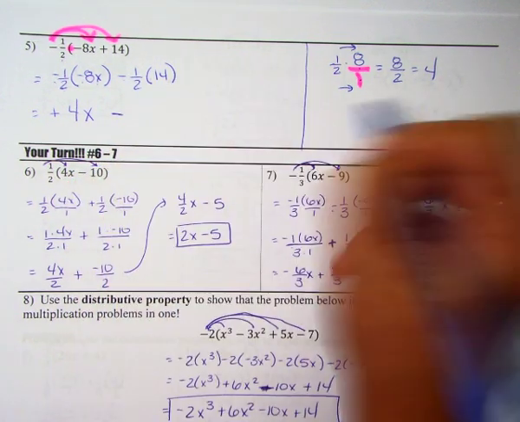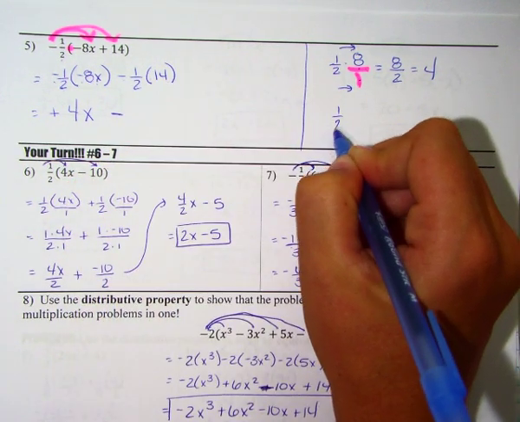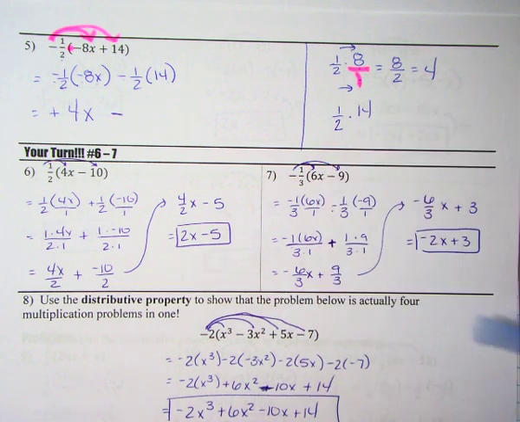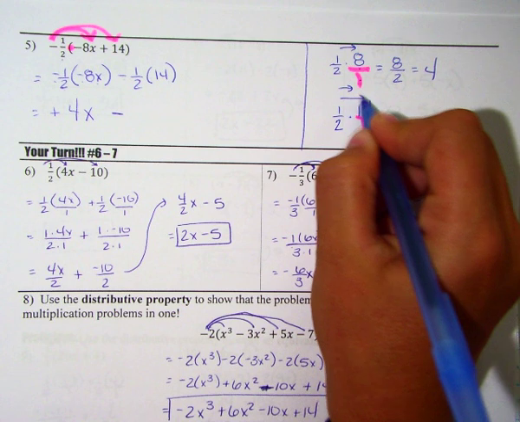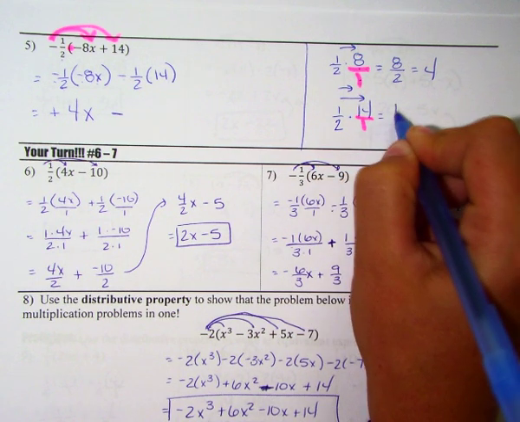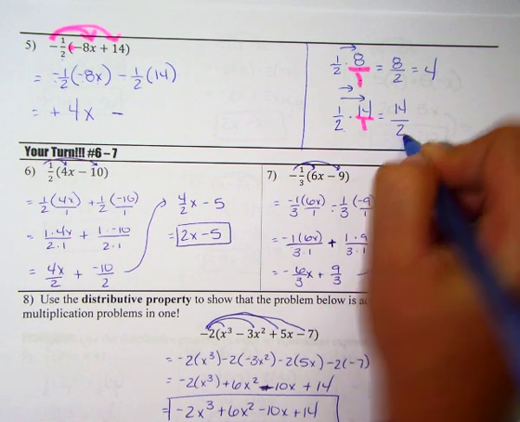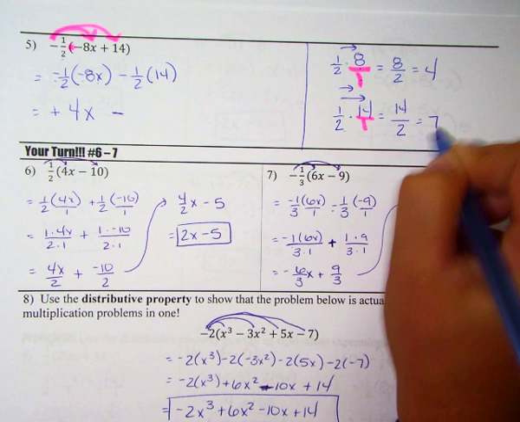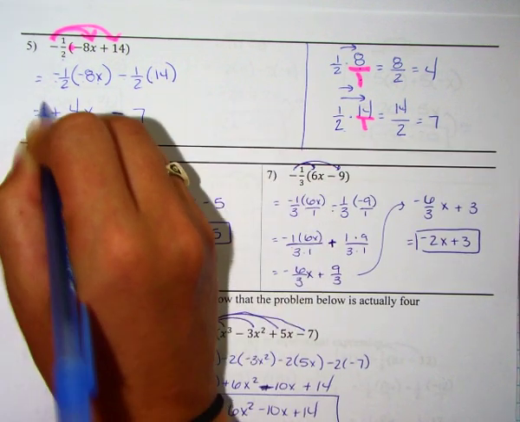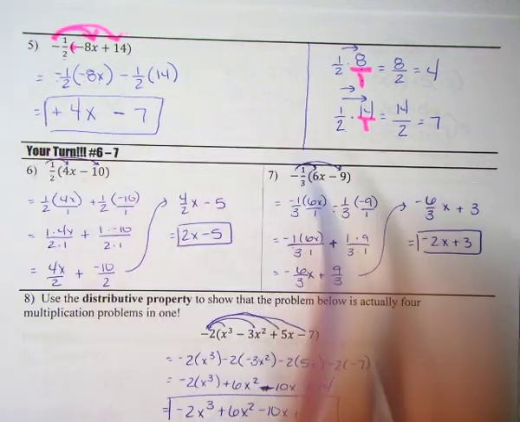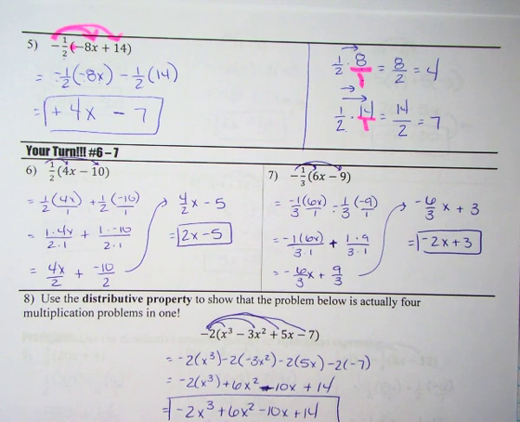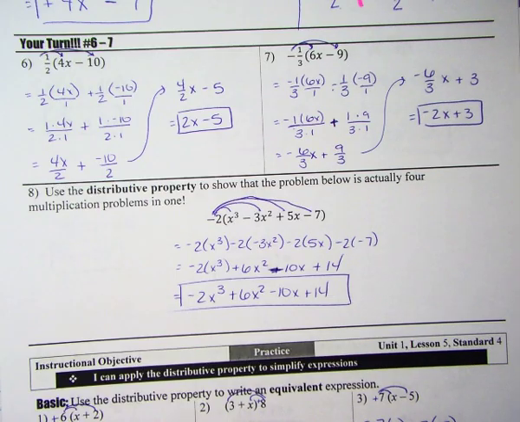Now let's go do 1/2 times 14 on the side. And this is 14 over 1. 1 times 14 is 14. 2 times 1 is 2. 14 divided by 2 is 7. So it's 4x minus 7. You can check the answer key to all the others on the answer key.